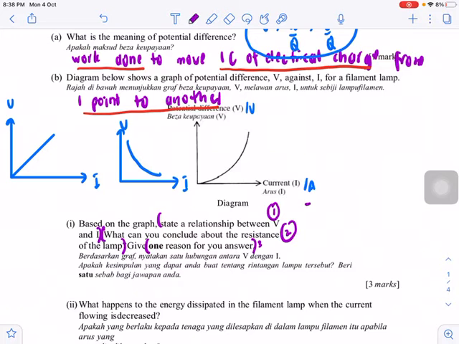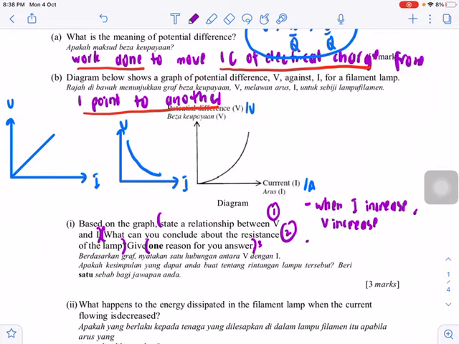For example, first point tadi, dia minta you state relationship between V and I. Jawapan yang pertama: when I increase, what happen to V? When I increase, potential difference increase. Yang tu jawapan untuk first point. Point yang kedua, dia minta you conclude about the resistance of the lamp.